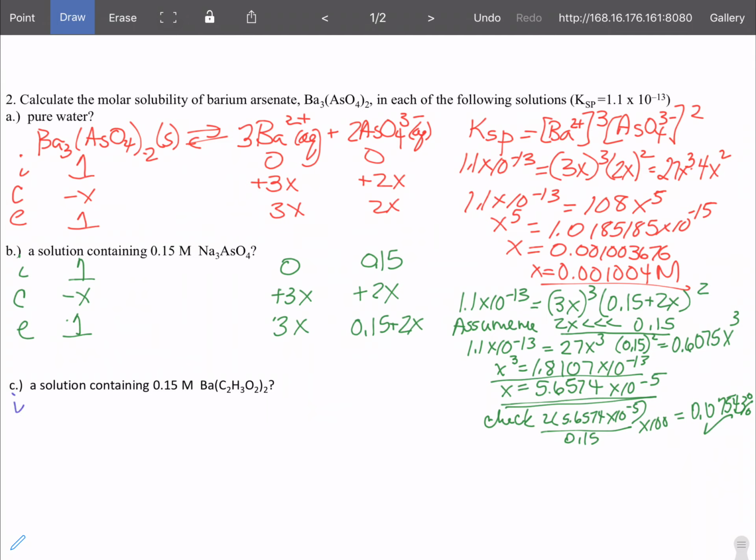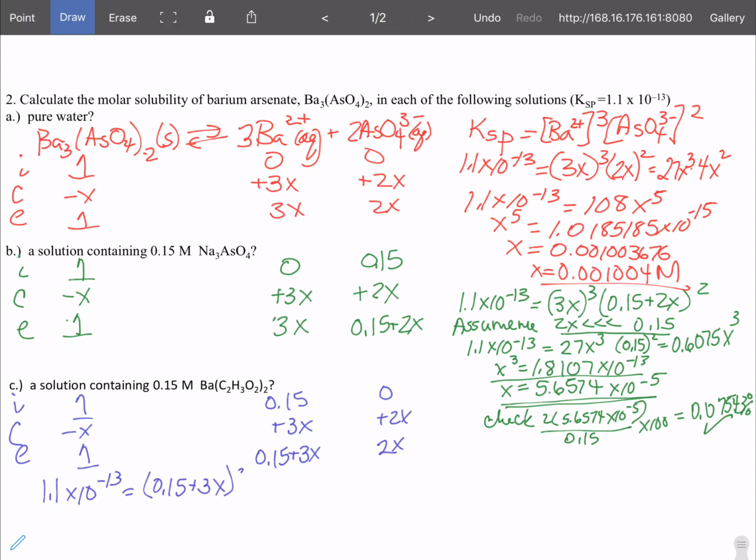So again, we're going to set up our ICE table. So it's 1, except this time we have 0.15 at the barium and then 0. So it's minus x, still 1, plus 3x plus 2x, and it's 0.15 plus 3x and 2x. So running out of room here, so I'm going to work over here. So again, our KSP, which is 1.1 times 10 to the minus 13th, is going to be equal to 0.15 plus 3x to the third times 2x squared.